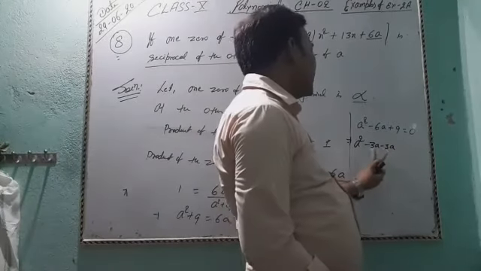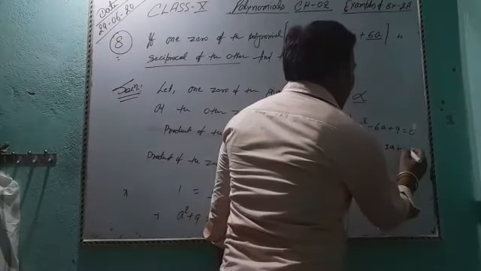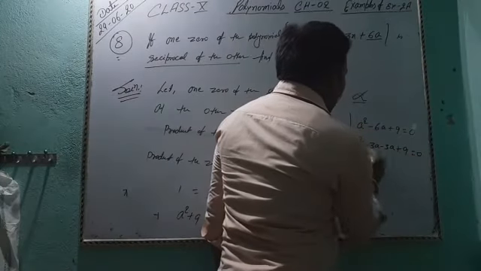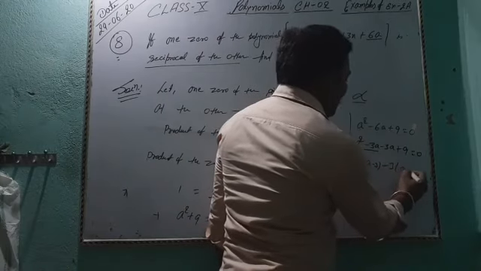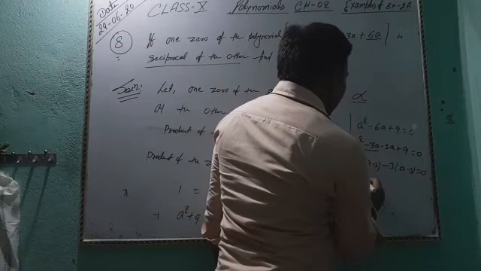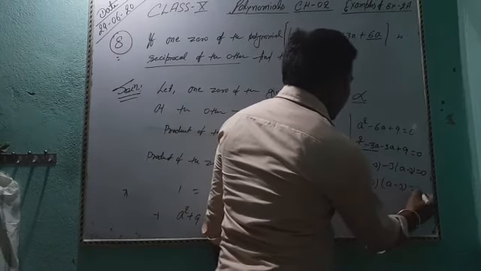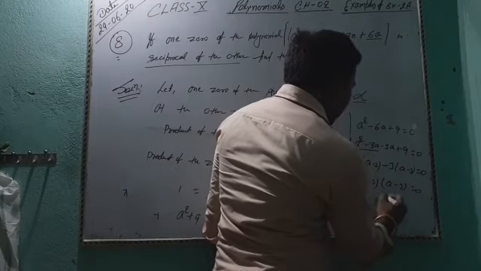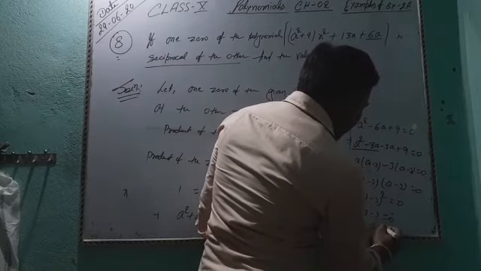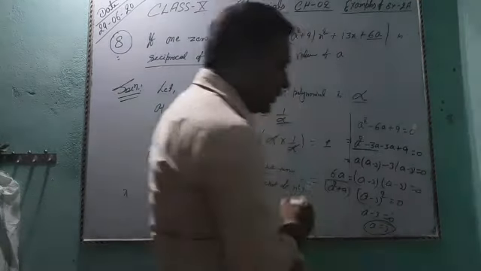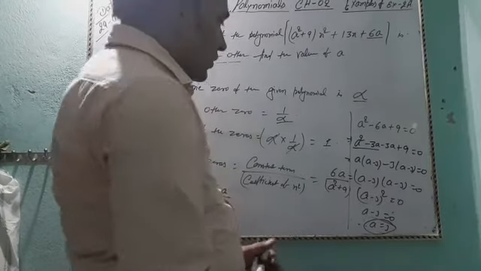So a square, 3a, minus, minus, plus 3 3 is 9, a square and minus 3 and minus 3, minus 6a plus 9 equal to 0. So a is common, a minus 3 is there, minus 3 is common, so a minus 3 equal to 0. So a minus 3 whole square equal to 0. So a minus 3 equal to 0. So a equal to 3. The value of a equal to 3.